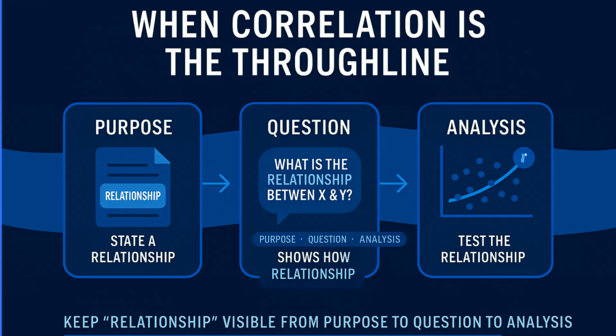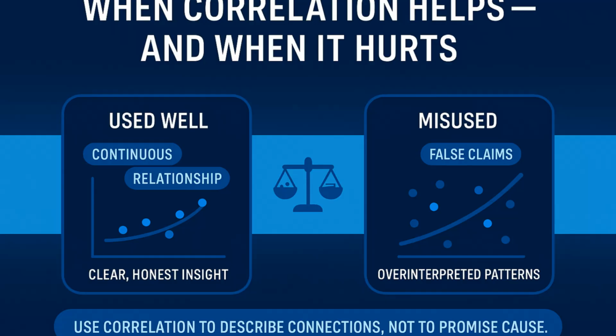When correlation is chosen, that choice should be visible throughout the study, from the purpose statement to the research question to the analysis, with the word relationship carrying that alignment across each section. When used correctly, correlation provides valuable insight into how variables are connected. When misused, it leads to overinterpretation and false claims.